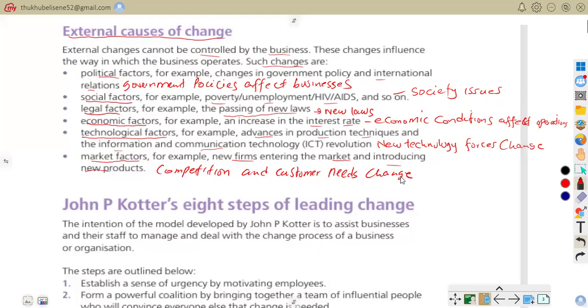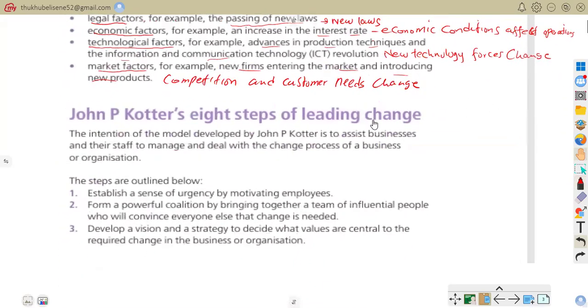You can talk of new competitors entering the market. You cannot control them, you cannot stop them from entering the market. That is why we're saying these are the examples of the external causes of change. So hope we are together on that. Let us move on.